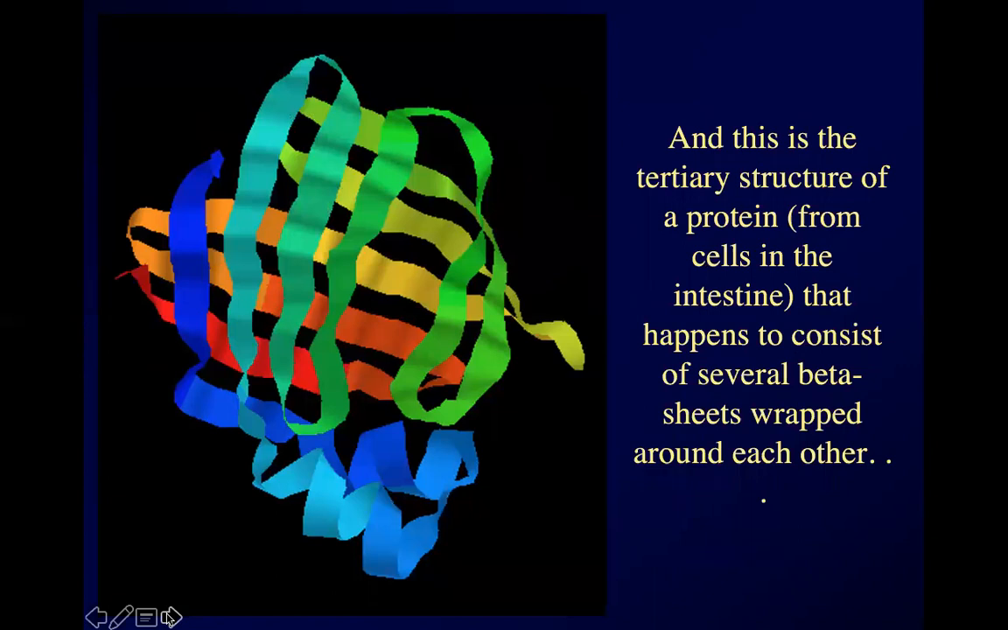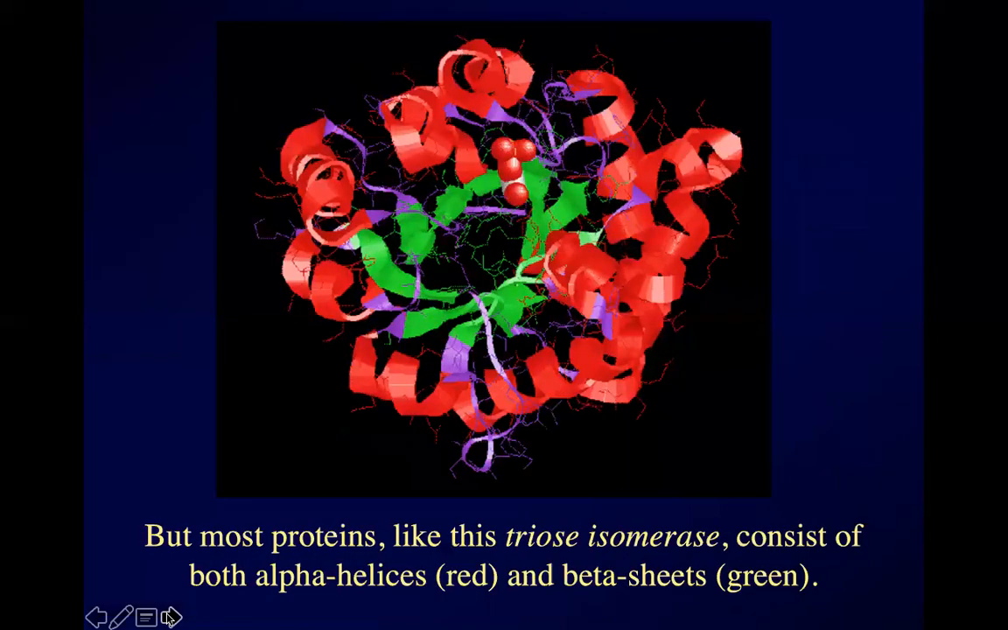This is one from cells in the intestine that happens to consist of several beta sheets that are kind of wrapped around each other. But most proteins consist of both. This happens to be called triose isomerase. For our purposes, we don't need to worry about what it does. But in red, each one of those red coily things is an alpha helix. And each of these green ribbony things is a beta sheet. And the purple ribbony parts are areas of the protein that are not alpha helixes or beta sheets.